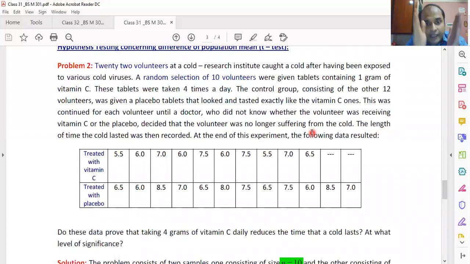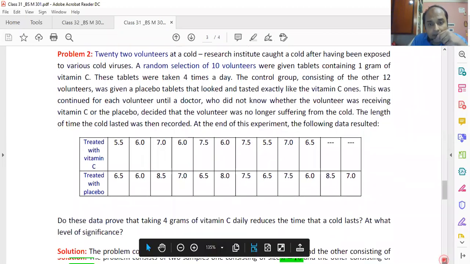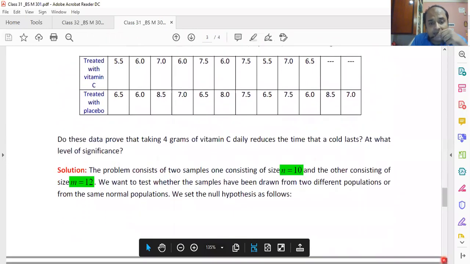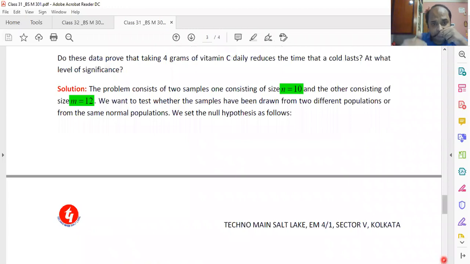Okay, if the doctor is told that this is the patient who has got the placebo and that is the patient who has got the actual medicine, then the conclusion given by the doctor will be biased. So to avoid bias, nothing has been informed to the doctor. In this particular problem, we applied the t statistics, and I did the calculation below.